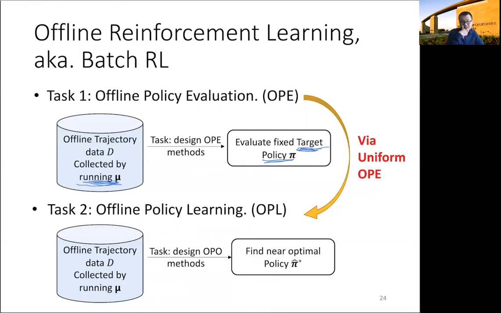When you have online access, this is straightforward. In an online environment, in order to evaluate this policy mu, you can simply run it and take averages, and that becomes a valid, low-variance estimator of the value of this policy. But in the offline setting, even these simple problems become more challenging, because pi and mu are visiting very different state distributions.